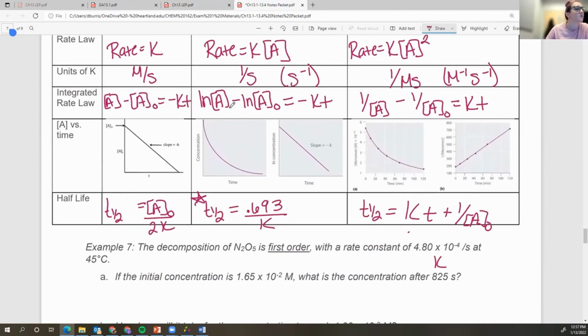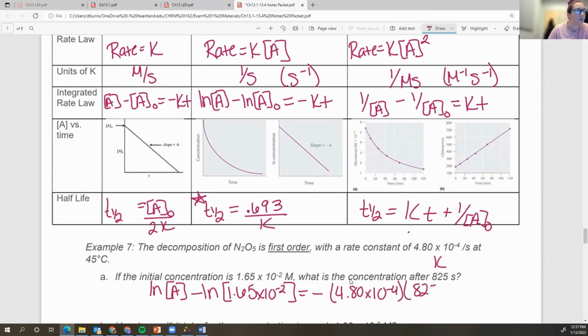So what I'm going to do is use the integrated rate law for a first order reaction and plug in my information. I'm actually trying to find the new concentration at a time, so I'm looking for A. The natural log of A minus the natural log of A naught, my starting concentration, 1.65 times 10 to the negative second molarity, equals negative k, which I gave you as 4.80 times 10 to the negative fourth per second, times t, 825 seconds. Notice this is in seconds and this is in seconds. They do have to be the same, but I did drop my units.